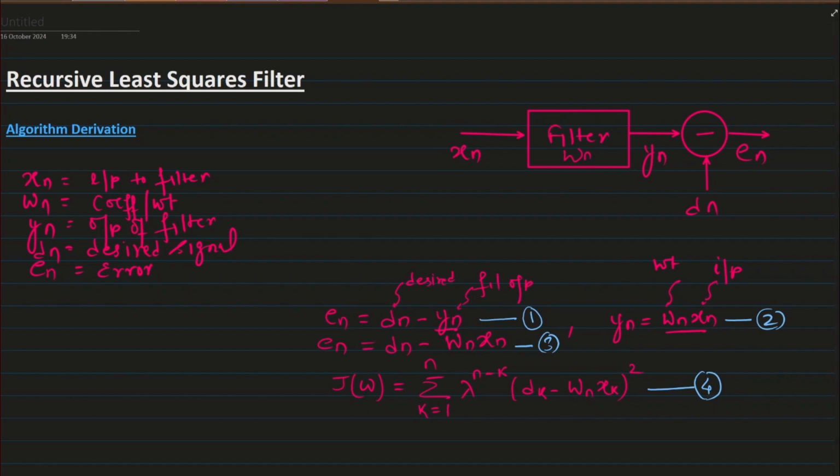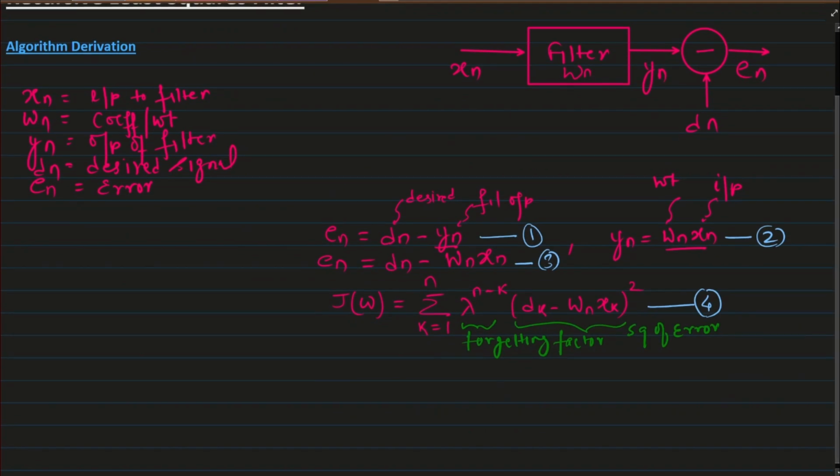And then we define the cost function, which is the sum of squares of errors. So this portion is the square of errors, and this is the forgetting factor, which we described in the previous section. So moving on, we now have one objective, that is to find a w which minimizes this sum of squares of errors.